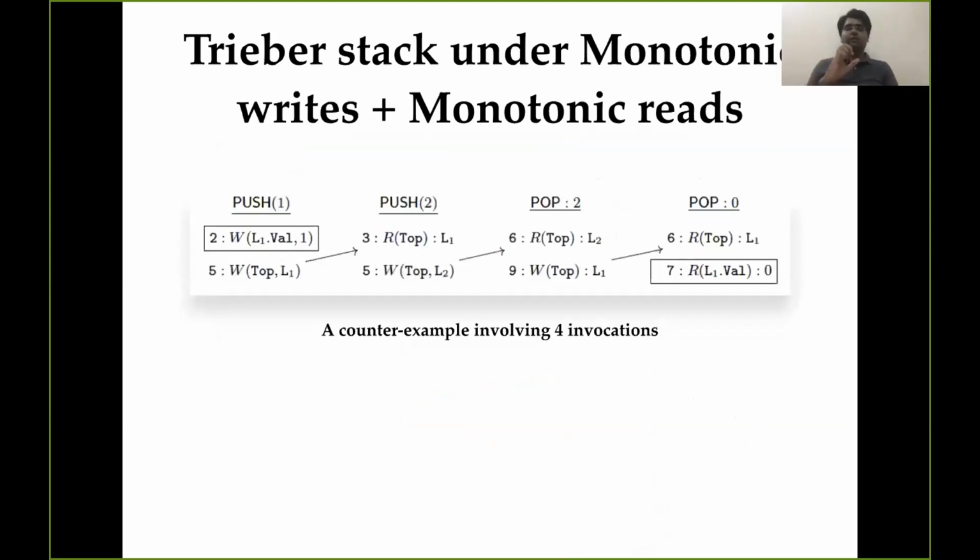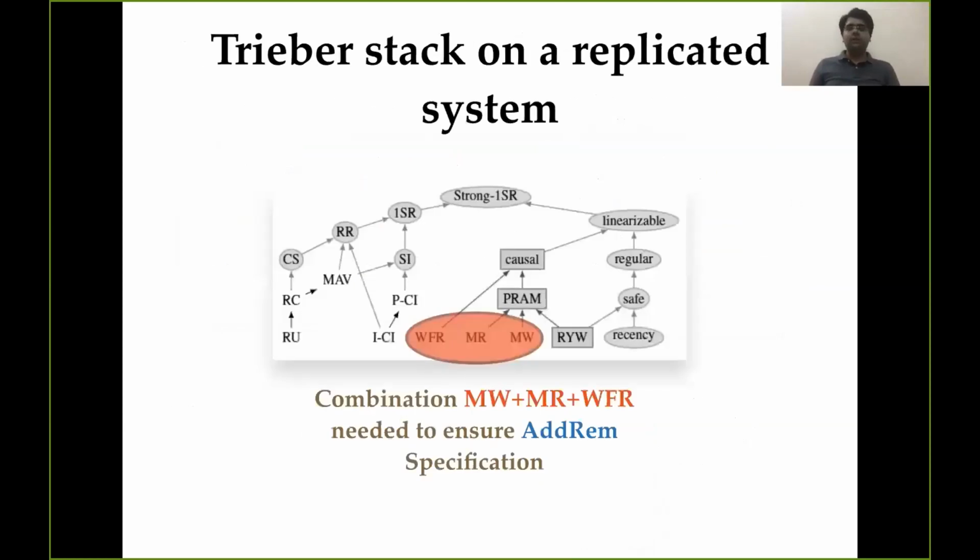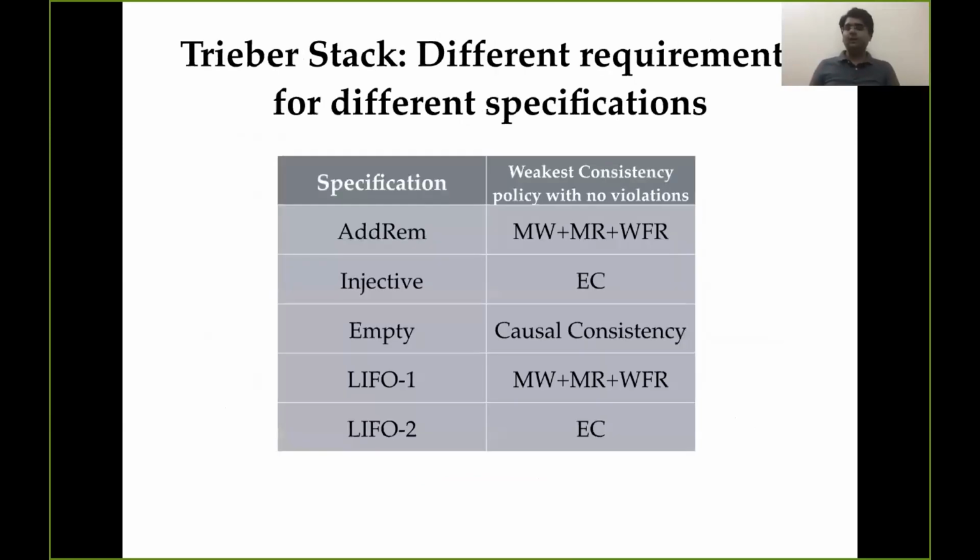However, even monotonic writes and monotonic reads is not enough to preserve the ADRAM specification. In particular, there is a violation involving 4 invocations, which violates ADRAM and which is possible under monotonic writes and monotonic reads. More details of this violation can be found in the paper. So we find that a combination of 3 consistency policies is actually required to ensure ADRAM. However, interestingly, we also found that there are other specifications of the stack library which can be preserved under weaker consistency models like eventual consistency.